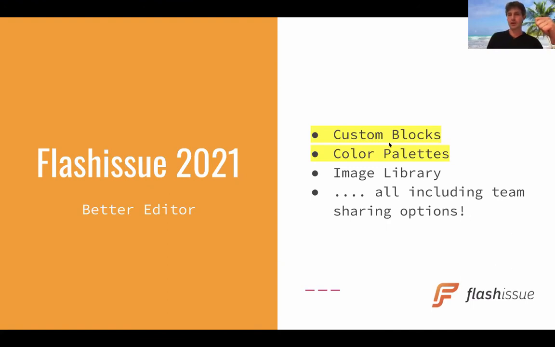And what's really nice about all these features is they're all included in team sharing options. So if you manage a team in Flashissue, you'll be able to add images to a team library of images and make sure everyone stays on point with your brand. You'll be able to set color palettes for your team and make sure they all use the correct colors. And you'll be able to share custom blocks. So for example, if you have a disclaimer block, you can make sure that everyone always uses the same text. It's going to make managing your brand in Flashissue much, much easier and more convenient.